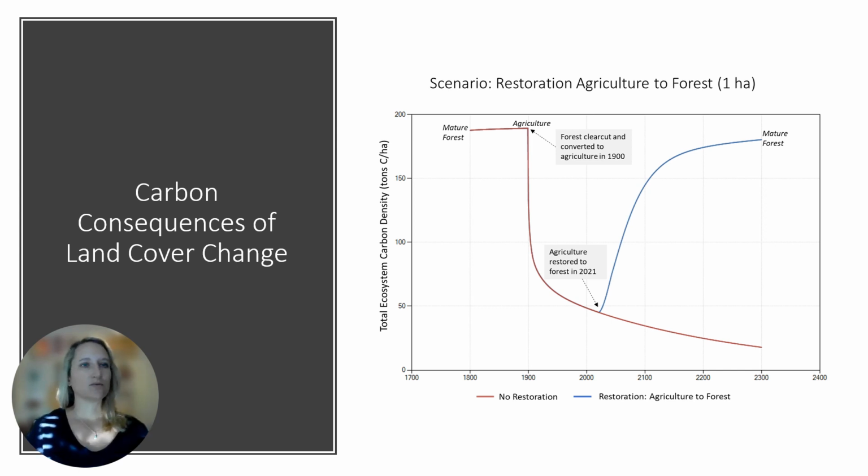And the red line here represents a business as usual or no restoration. The blue line represents their efforts to restore agricultural land to forest over time. And so we can see the consequences of the restoration effort in blue as agriculture decreases through 2021. When forests are restored, we see a significant increase in carbon over time.